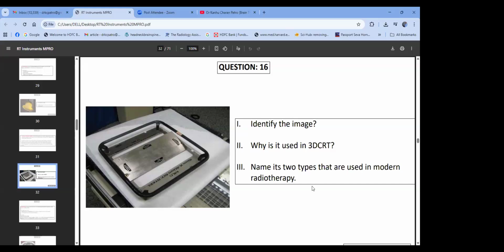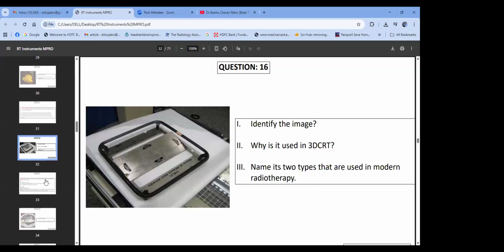Yes, sir. Even earlier, when you said parotid or single larynx, sir, larynx, breast, so this is mostly used as a tissue compensator. And yes, sir.